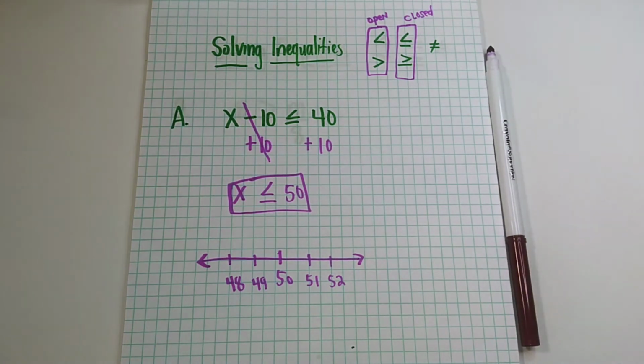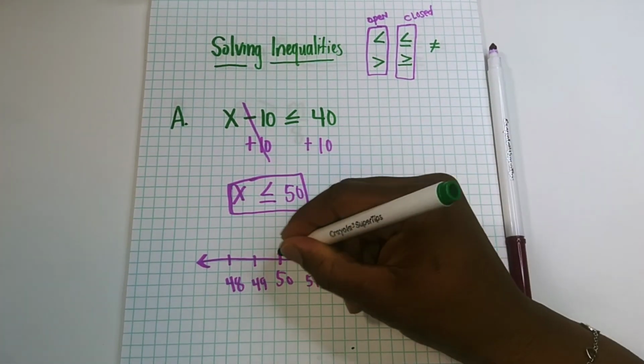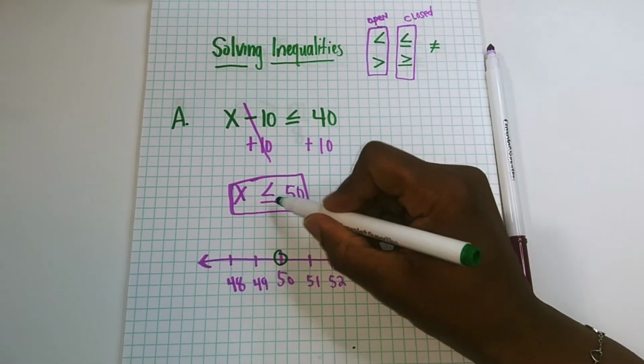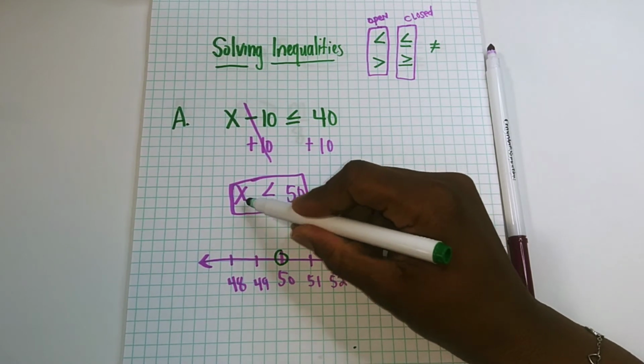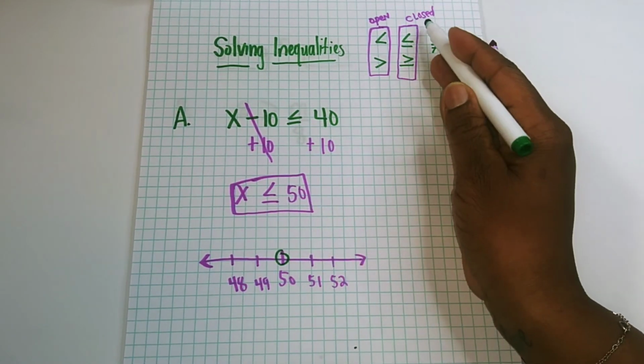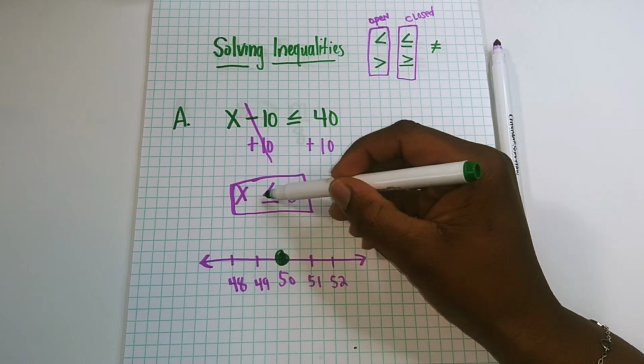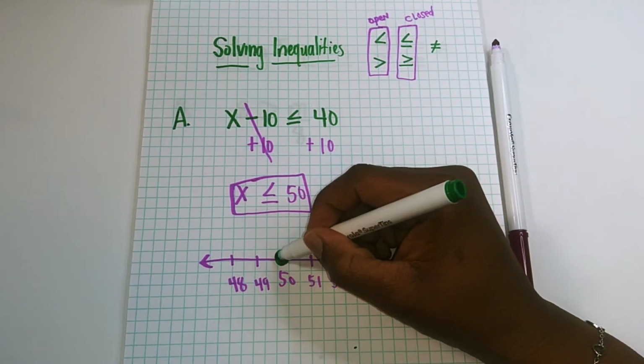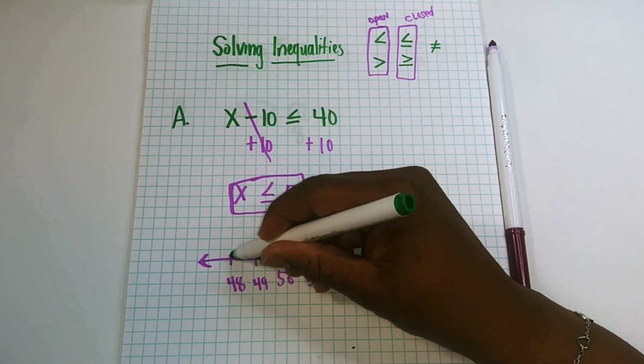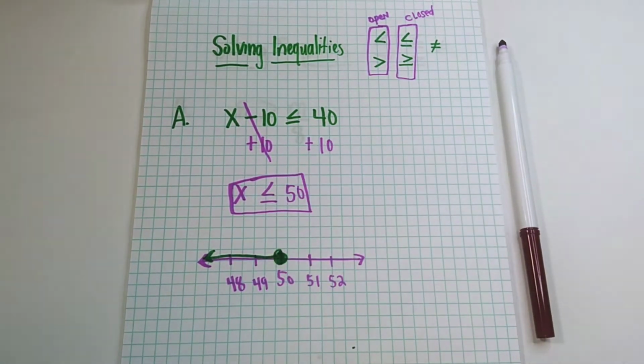So in order to create this graph, I put my circle on 50. And because 50 could be a solution because it could be equal to 50, I will make the circle closed. And anything that's less than 50 can also be a solution, and the left is less, and so I'll shade it into the left.